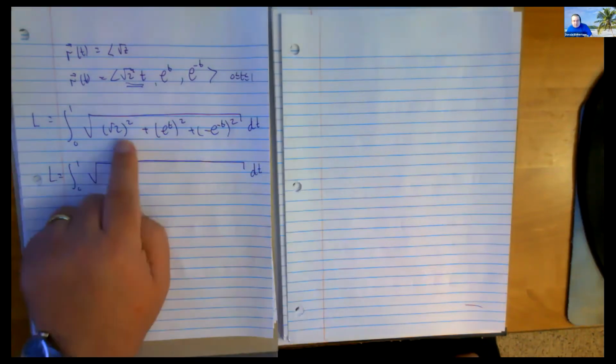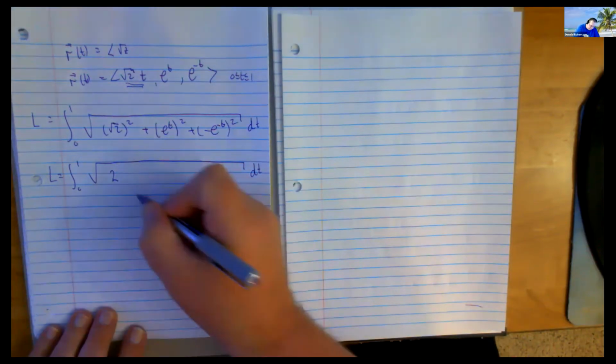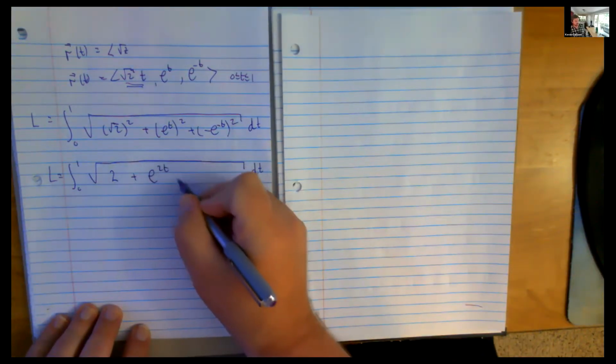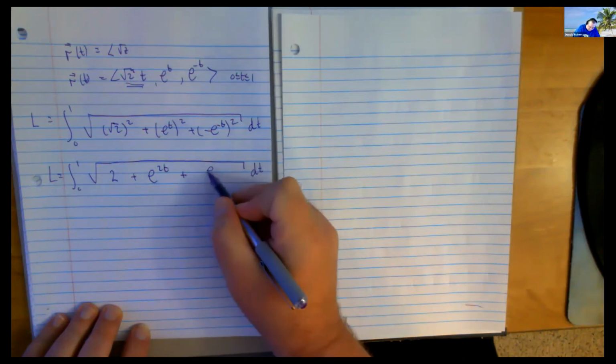Okay, the square root of 2 when you square it just gets you 2. Okay, here's some algebra. e to the t squared. Is it e to the t squared or e to the 2t? Only one of them's right. e to the 2t. Agreed. And this one here, you will get e to the negative 2t.